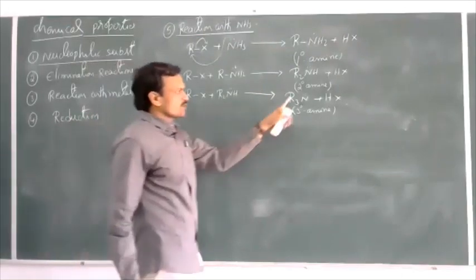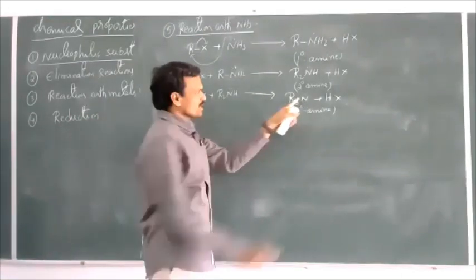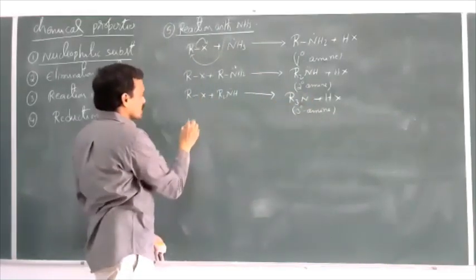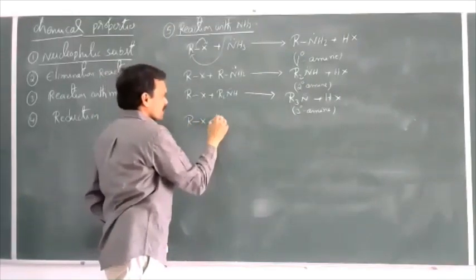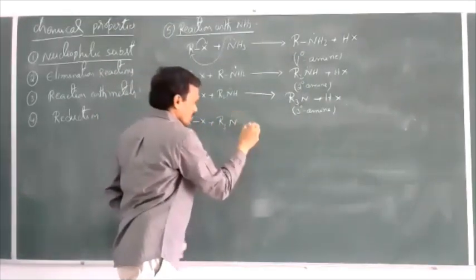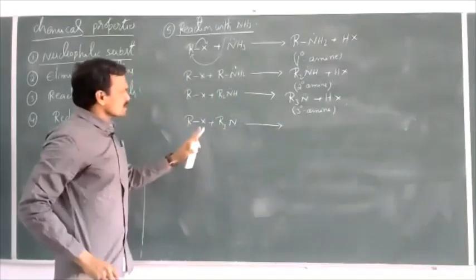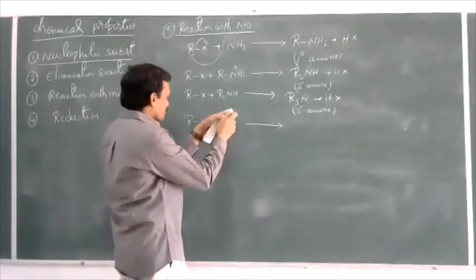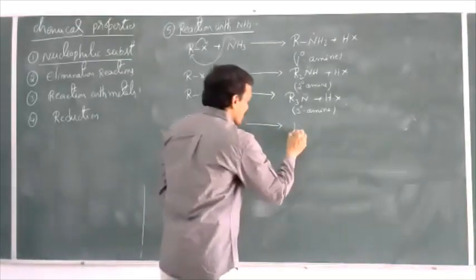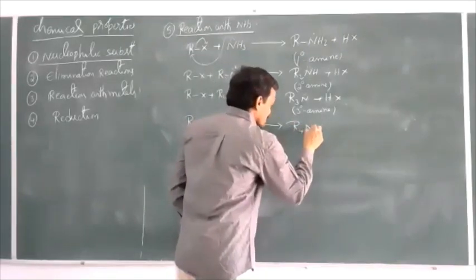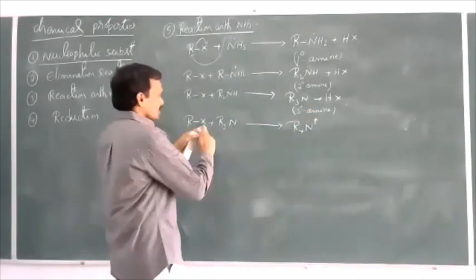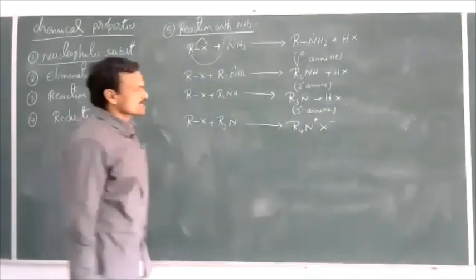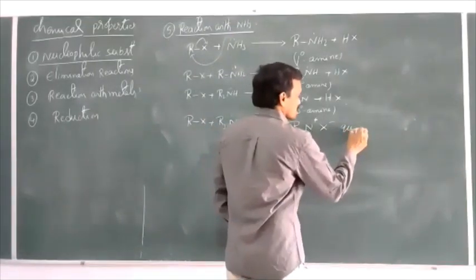Now here there is no replaceable hydrogen still, but this contains lone pair of electrons. Now this can react with one more haloalkane molecule, RX plus R3N. But one thing here, there is no substitution. Just this nitrogen donates electron pair to alkyl group and forms R4N plus, and the remaining X minus is bonded to this through electrostatic attraction force. This is called a quaternary ammonium salt.